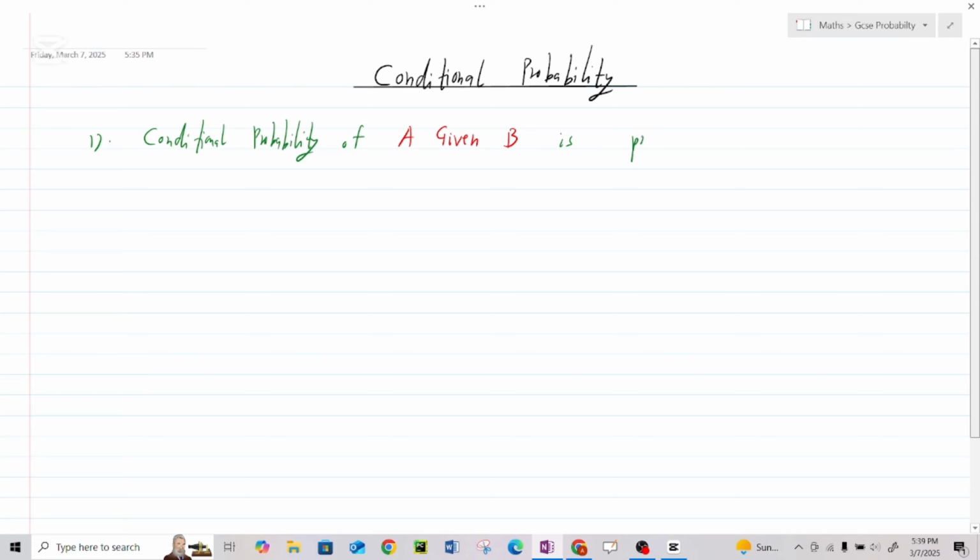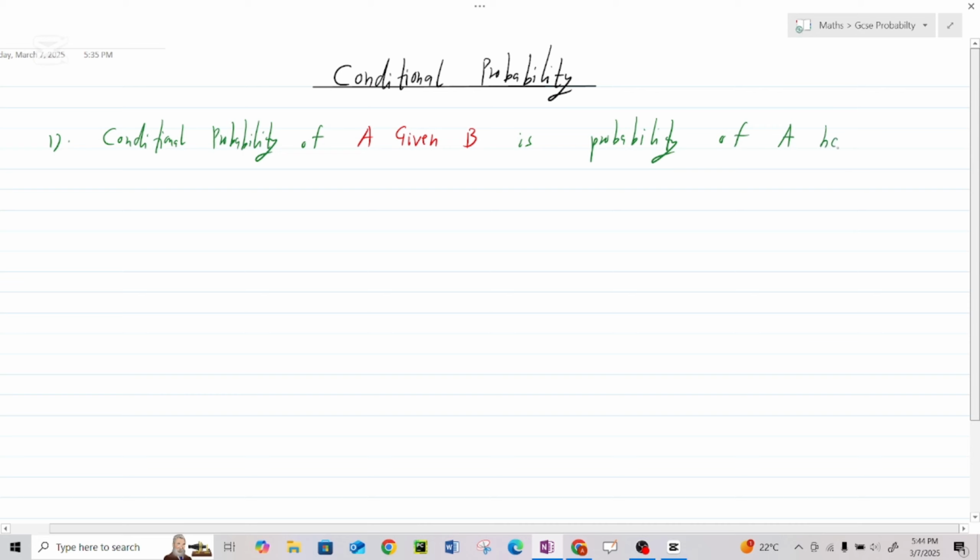Is probability of A happening given that B has already happened. This is what conditional probability is. Conditional probability of A given B is probability of A happening given that B has happened. So the condition over here is that B has to happen before A can happen.